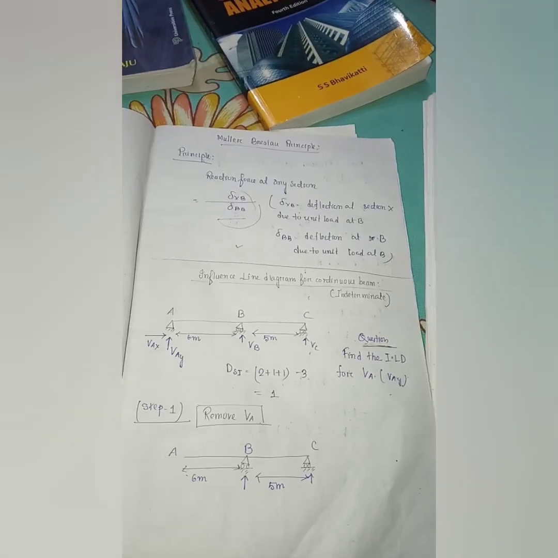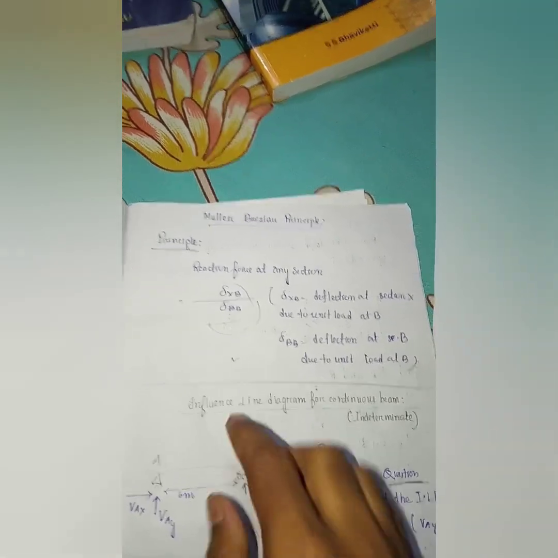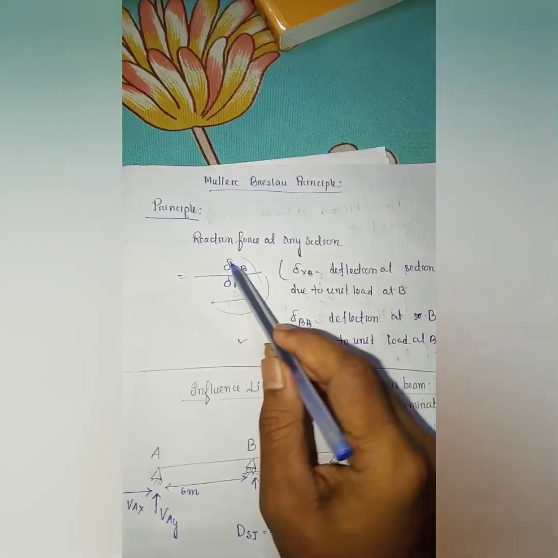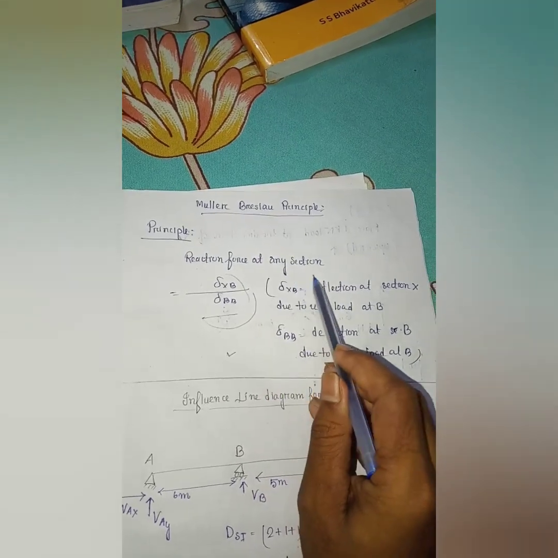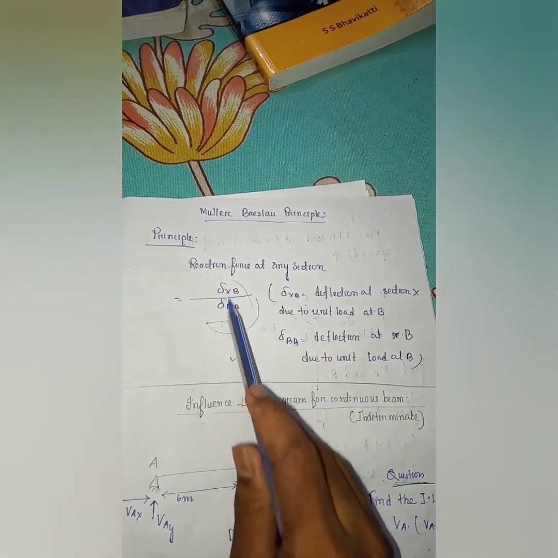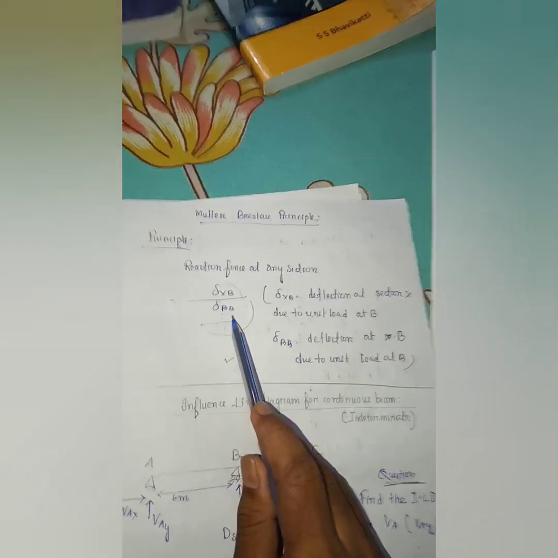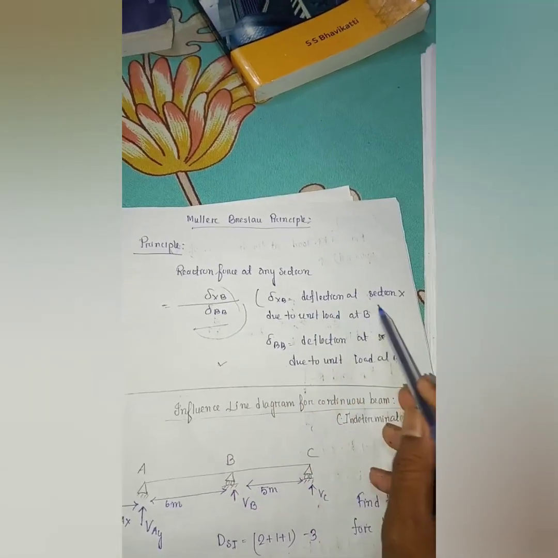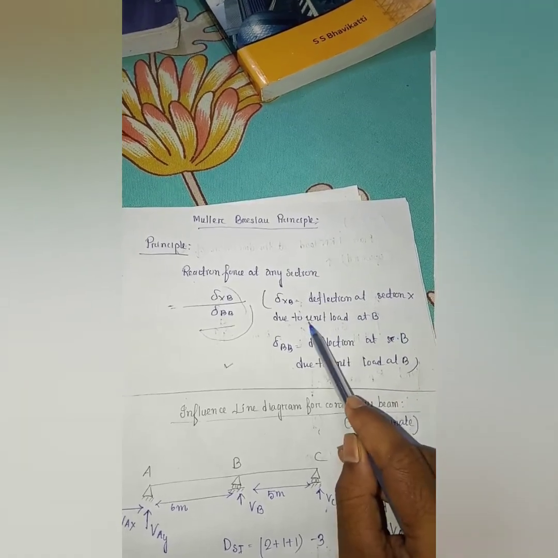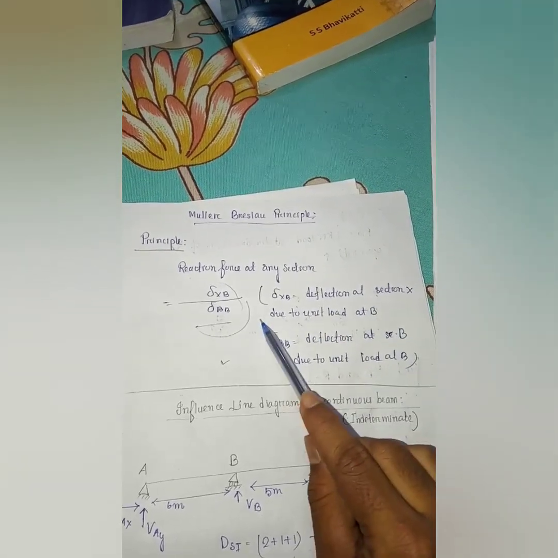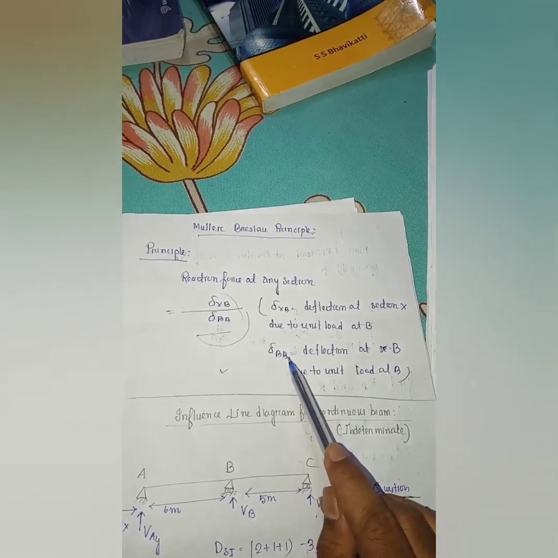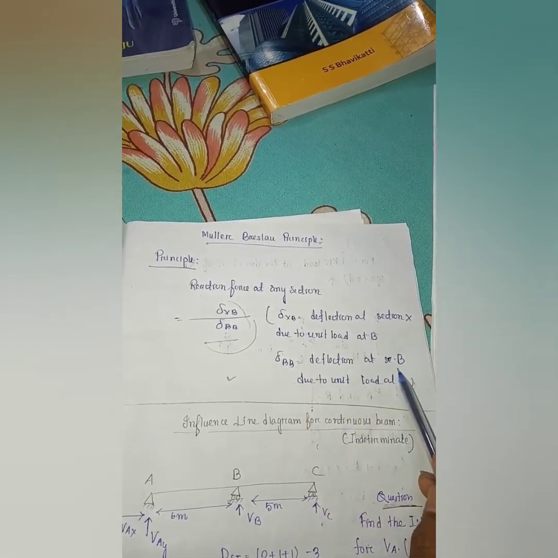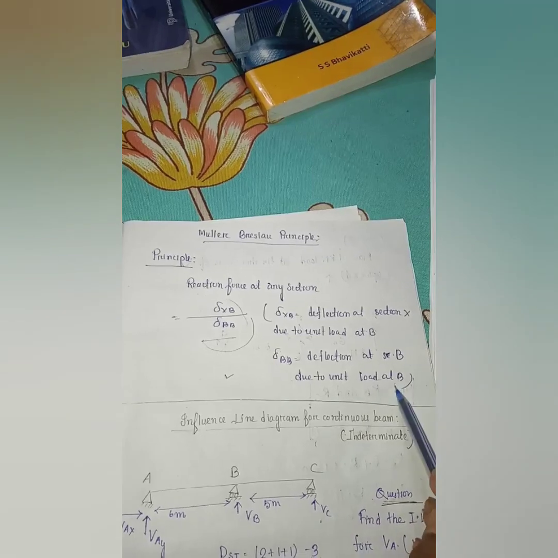So first learn the principle. I have taught this principle in detail in the previous video. So basically the principle is the reaction force at any section equals del xb divided by del bb. Now what is this del xb and del bb? Del xb equals the deflection at this section x due to the unit load at section b. And what is del bb? Del bb is the deflection at section b due to the unit load at b.